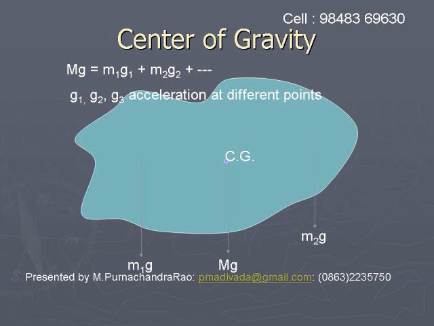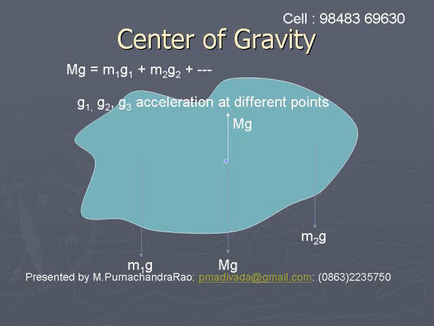If g is the acceleration due to gravity at a point where the entire mass is concentrated, then Mg is the gravitational force of attraction on the entire body. If we apply a force in the upward direction equal to Mg at this point, then the body will be in equilibrium. Such a point in the body is called center of gravity.